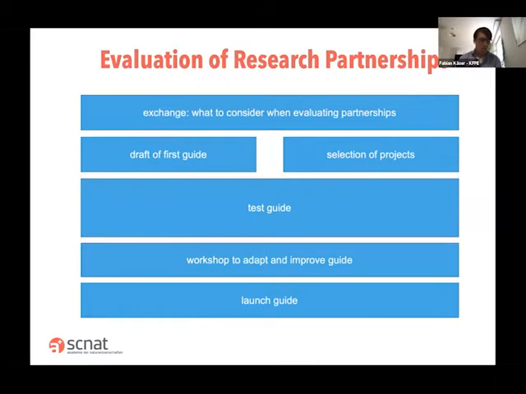At the same time, we will select research projects to test these guides. And there we will need your support also to suggest research projects that we could use for this selection, but we'll come to this later on. And then the biggest part of our project will test this first draft of guidelines. And from there, we also want to adapt and improve our guide. And at the end, we want to launch our guide and hopefully make it a good standard to evaluate research partnerships between Europe and the Global South.